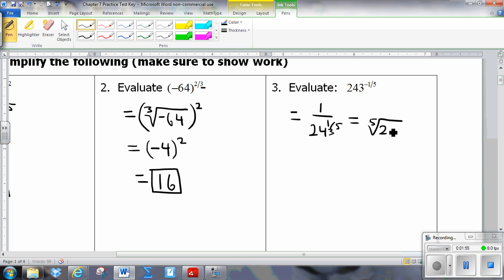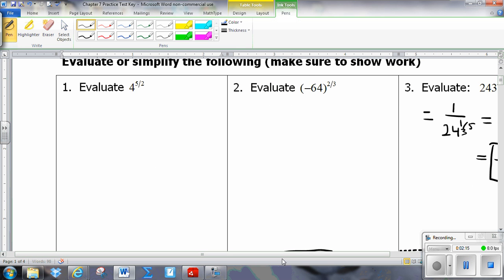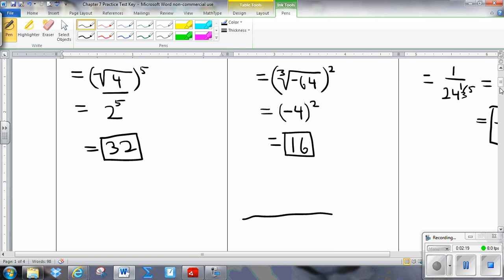243, 1 over that. 243, I think, is 3 to the 5th power. Yeah, 243. So the 5th root of 243 is 3, so the answer is 1 over 3. Alrighty. Next one. And those disappeared for some reason.